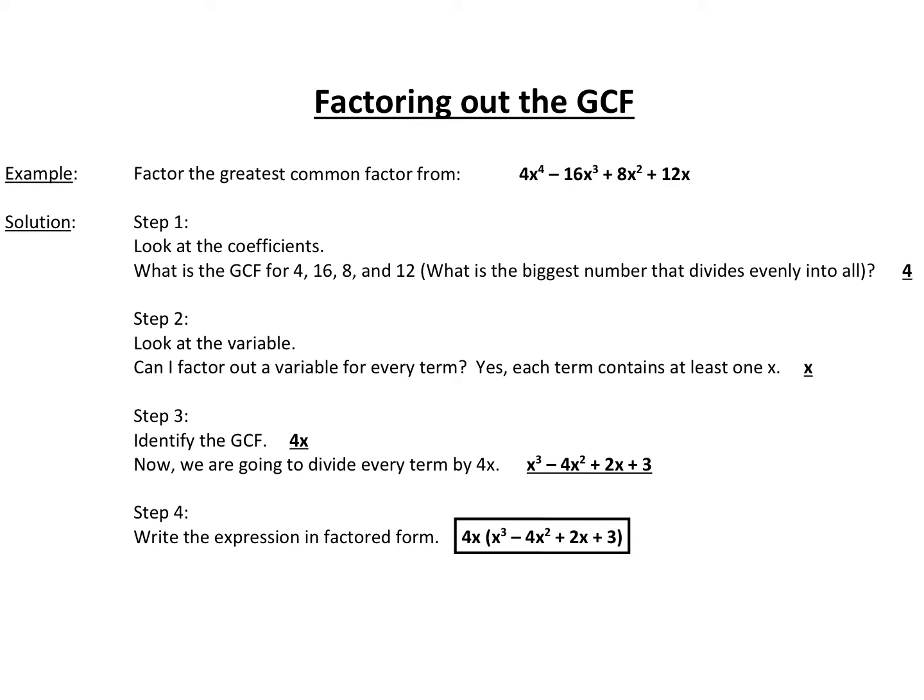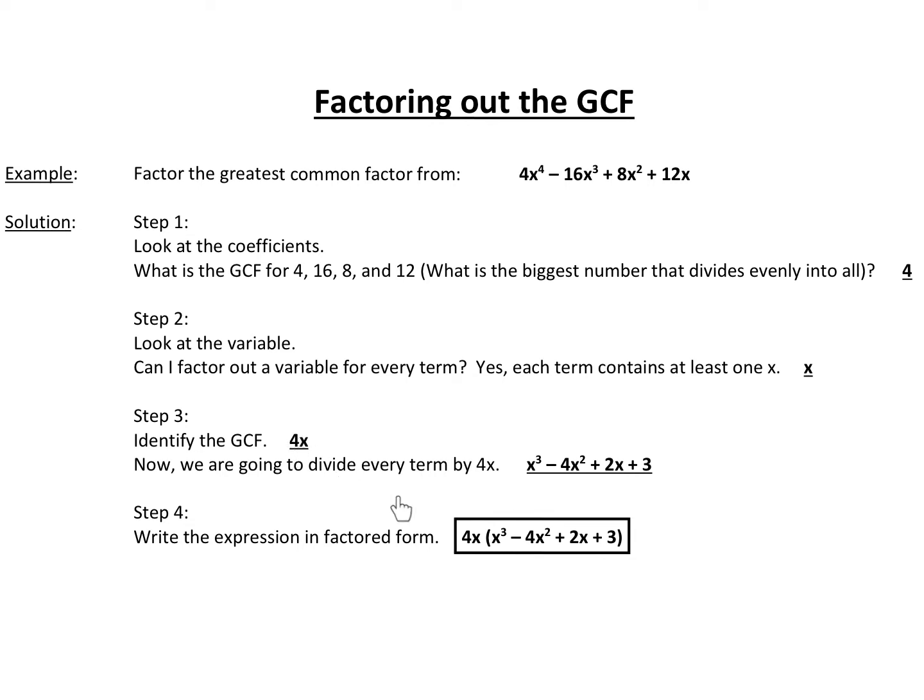Okay, so now I'm going to talk about step 3 and step 4 together. Step 3 is to identify the greatest common factor, which we did, right, 4x. And in step 4, what we do with that 4x is we place it on the outside of a parenthesis. When you're factoring out the greatest common factor, you're just putting it on the outside of the parenthesis, and then you're writing what we're left with on the inside. Now, how we determine what we're left with on the inside is we just divide every term from the original expression by the greatest common factor.